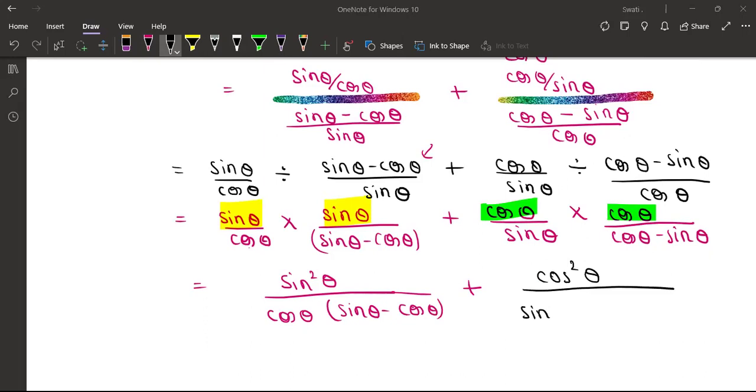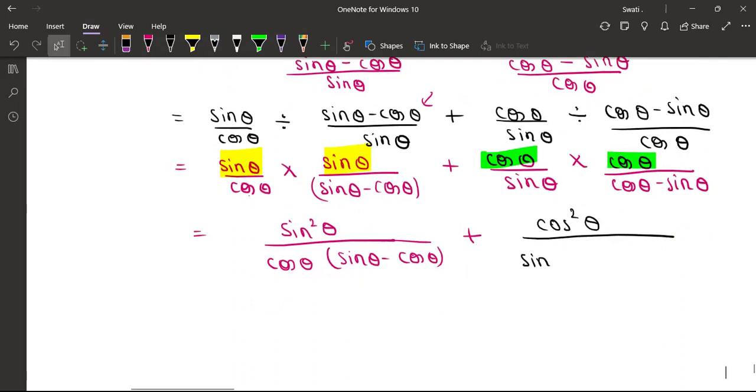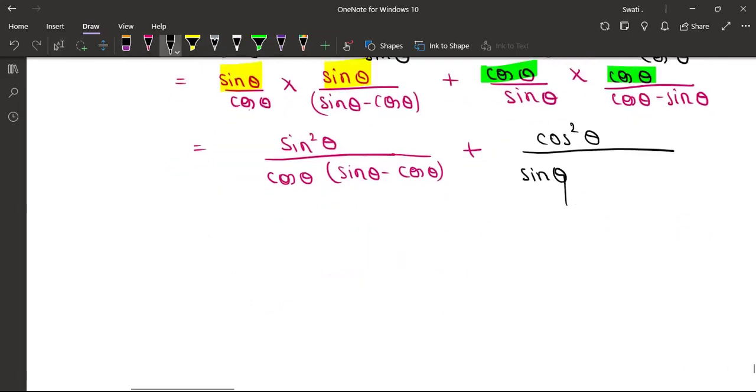One second. Okay, I think I have to go little down because I'm unable to write it here. Yes. Okay. So I can write down here sin theta and then in bracket I have cos theta minus sin theta.